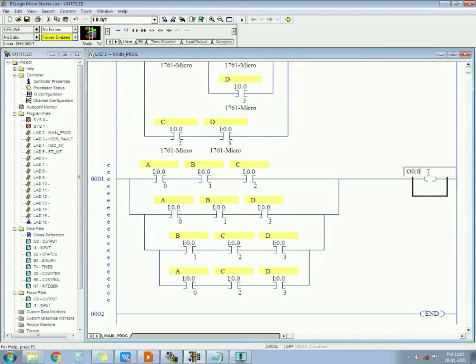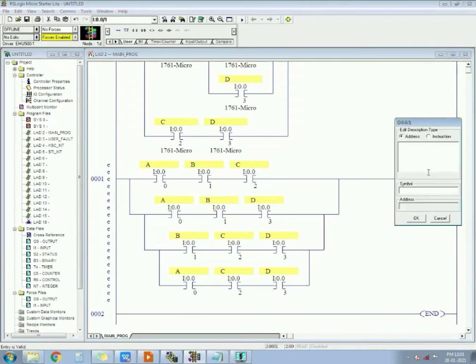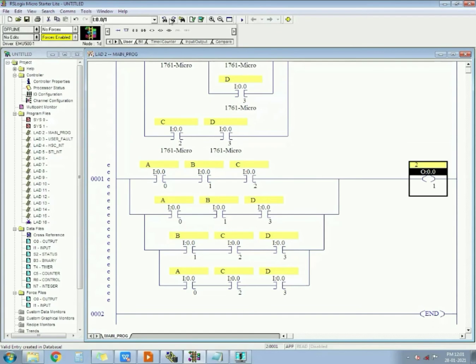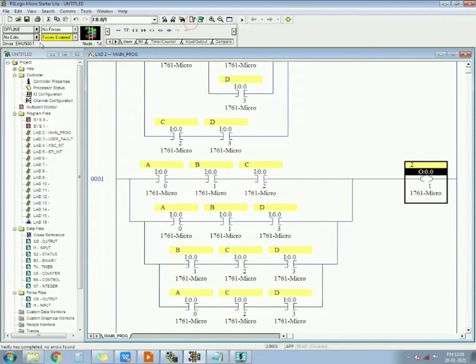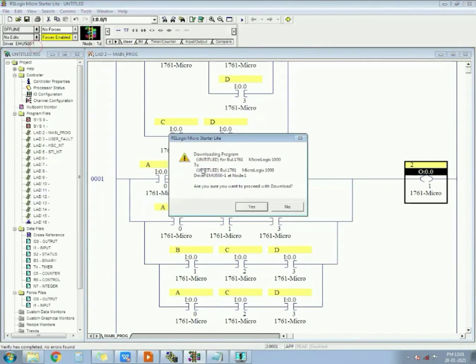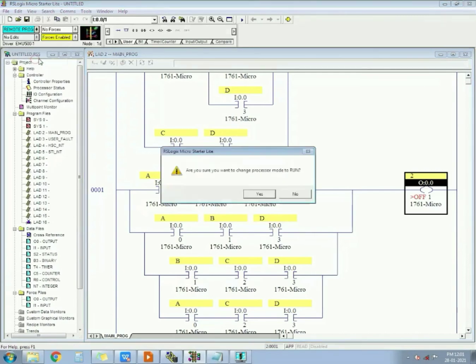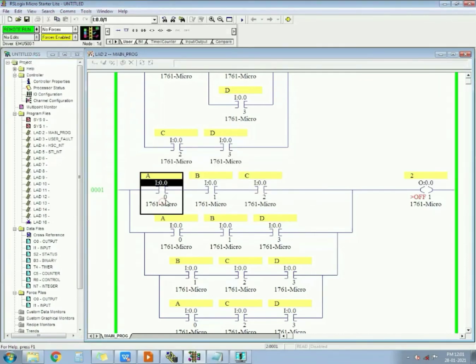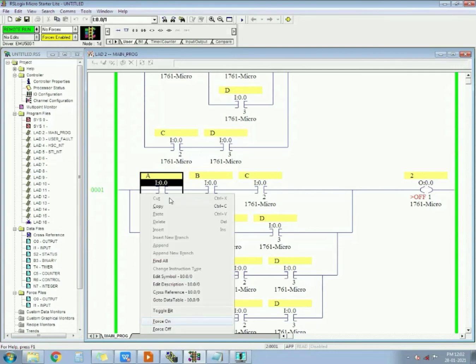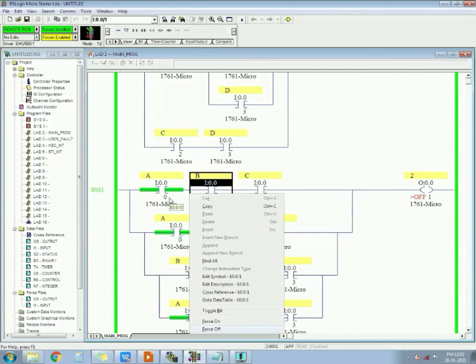O0:0/1, so this means second output. Okay, so when we compile and run it, we'll see it will work. Download, and again you have to run. Okay, any 3. These are the possible combinations: A, B, C.